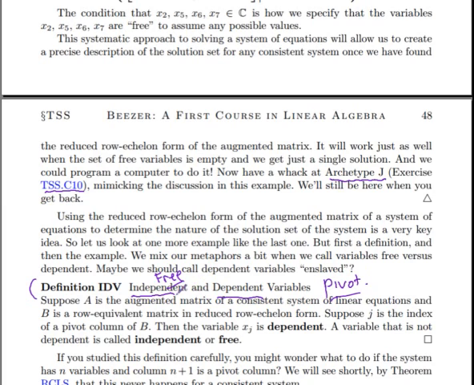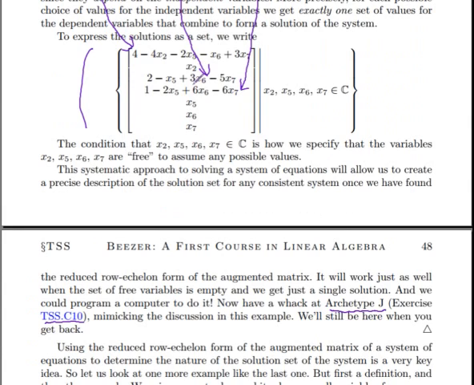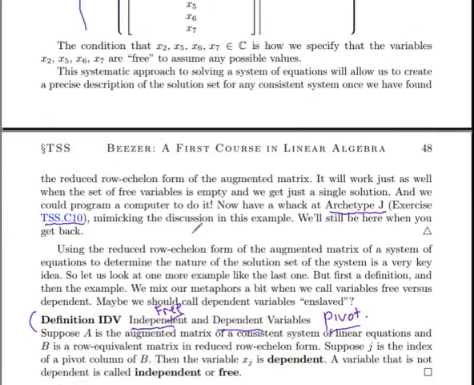This is a very descriptive way of describing these variables because the dependent variables, that is the pivot variables, depend on the free variables. That's what we saw up here. The free variables could be anything. The dependent variables or pivot variables, the values were specified by the values of the free variables.